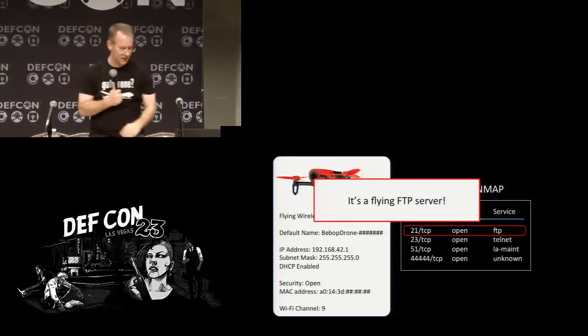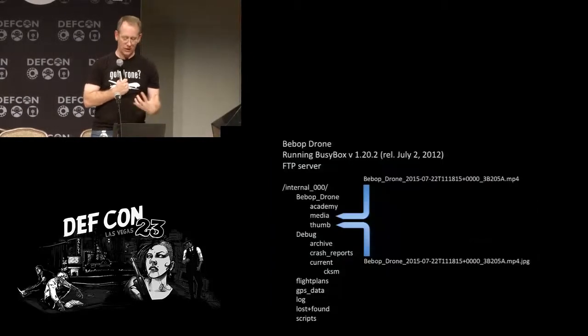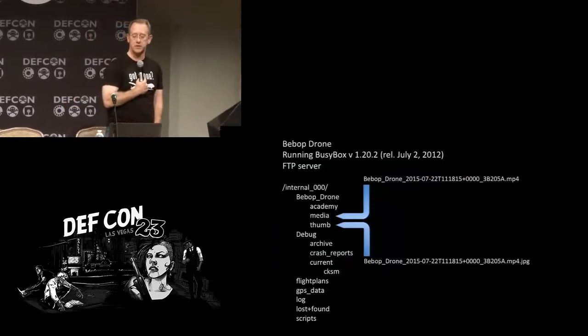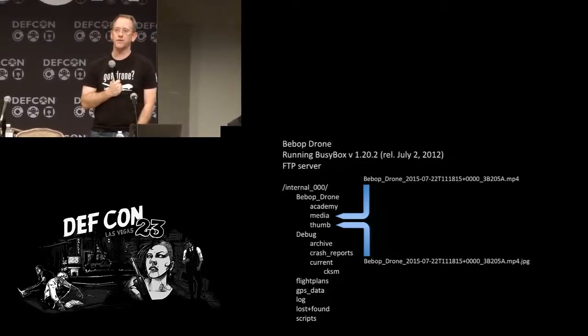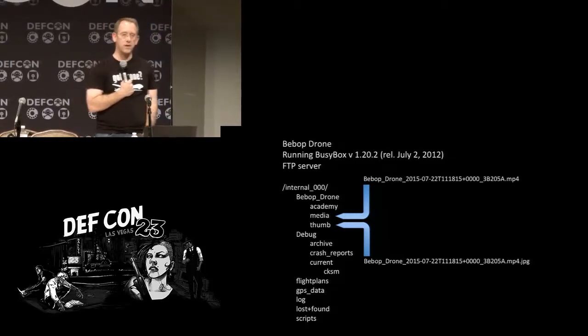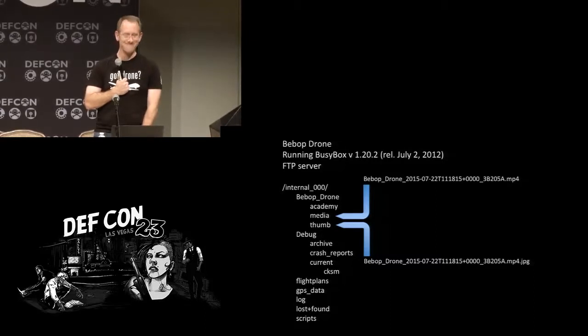We'll get back to that in a second. It turns out this thing is a flying FTP server, and there are 2 particular directories I found interesting. One was the media directory, where the little monster next door was filming videos, and the other was the thumbnail directory. No authentication was required to connect over FTP. I think that's fantastic.